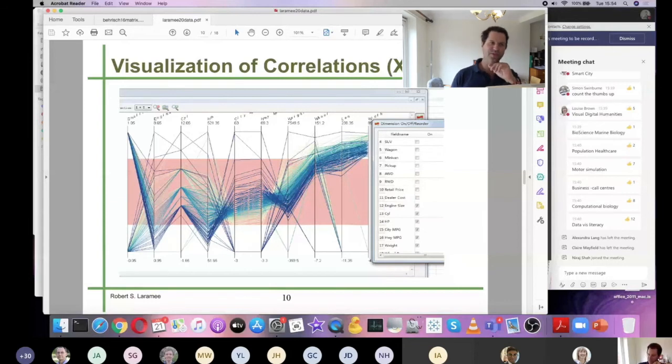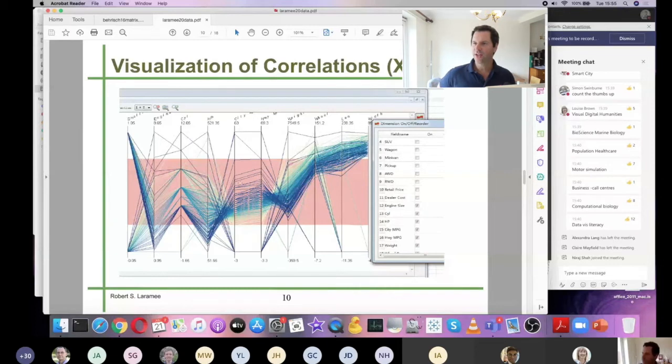And the advantage of this is we can start to look for relationships between data attributes. For example, there's a direct relationship between city miles per gallon and highway miles per gallon indicated in this plot, right, by all of these many horizontal lines. But if the lines start to cross like this between horsepower and city miles per gallon, it means that there's an indirect relationship.